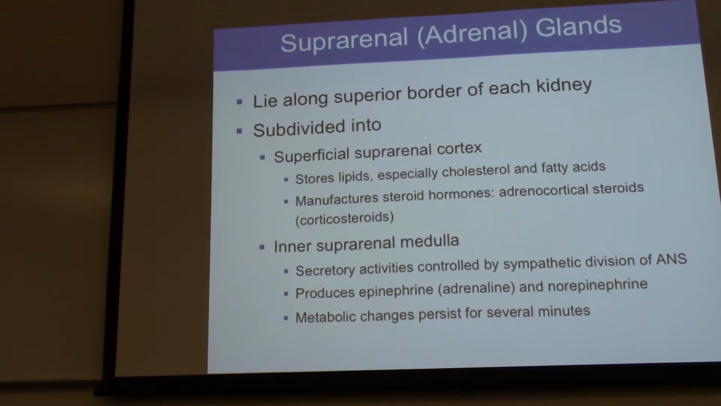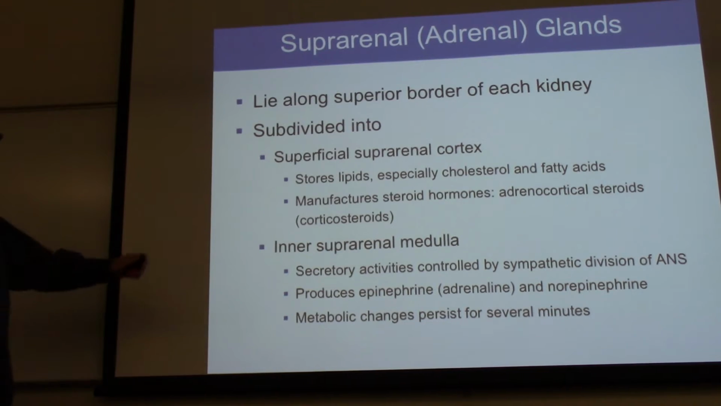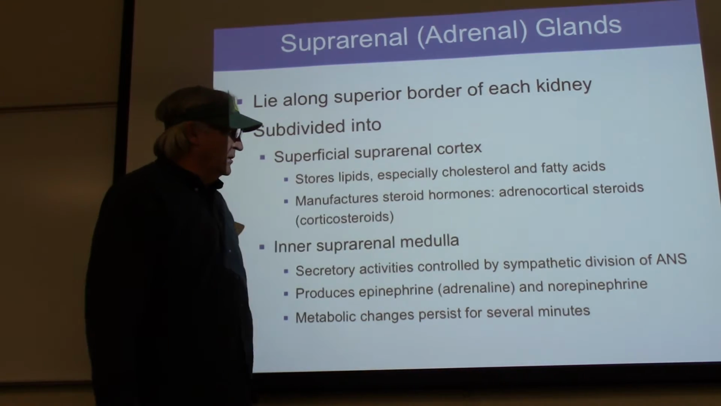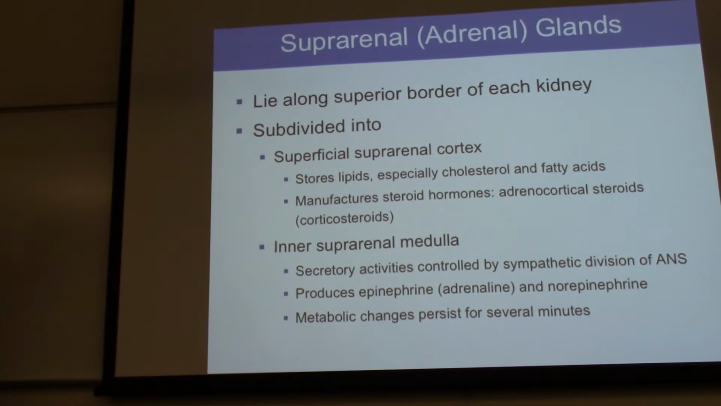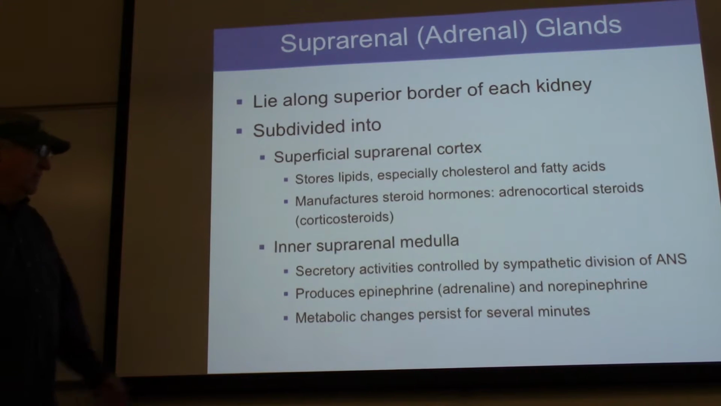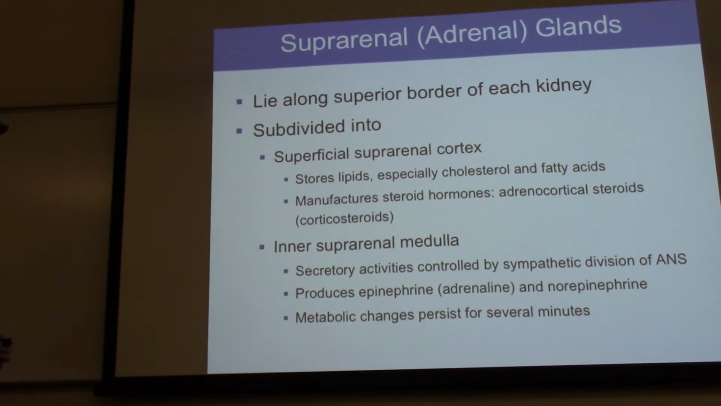But basically, the cortex, like it says on that picture there, does the steroid hormones, basically. The steroid hormones, the adrenocortical steroids, that's what they're called, adrenocortical steroids, because they're made in the adrenal cortex. Get it? The medulla, the center part, is the one that releases all of the epinephrine and norepinephrine. So this one here does epi and norepinephrine.